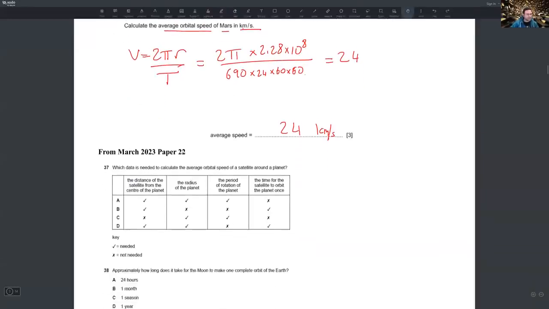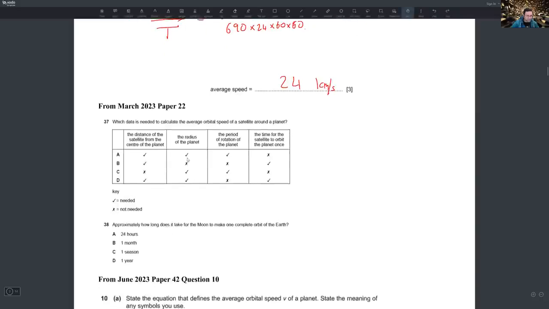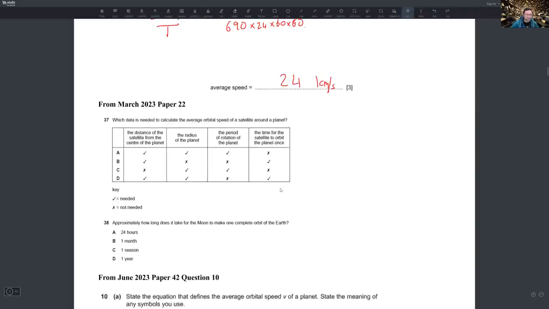Okay, next. This is from paper 2, March. Which data is needed to calculate the average orbital speed of a satellite around a planet? So we know the formula, 2 pi r over t. Do we need the distance from the satellite to the center of the planet? Yes. Do we need the radius of the planet? Since we have the distance to the center of the planet, I don't need the radius. Do we need the period of rotation of the planet, the time taken for the planet to spin around itself? Do I need the time for the satellite to orbit the planet once? Yes. So what's my answer? I want this and this, the correct ones. So which one is my answer? B.